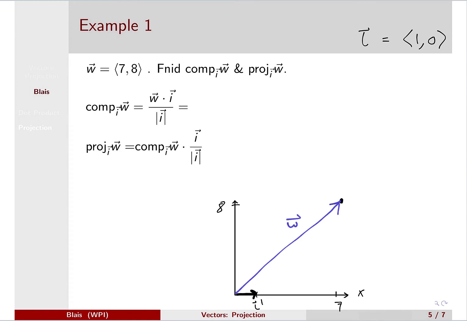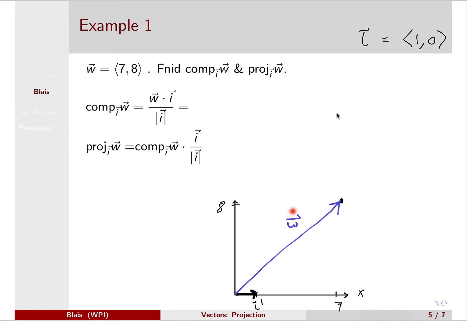And we want to know what is the component of W in the direction of I. And we could probably guess the answer. The answer is going to be 7. And that's because the way that we define our vectors is that this 7 is associated with this I already. But we can see it work out in the formula.